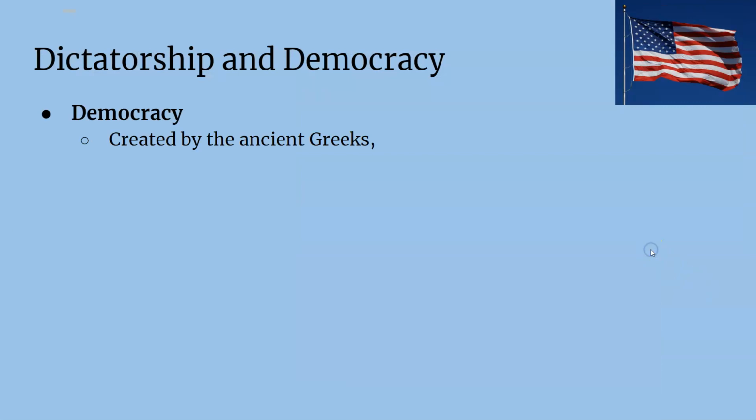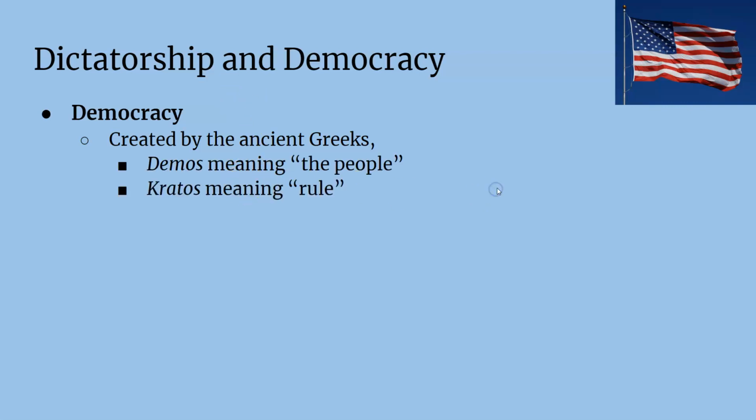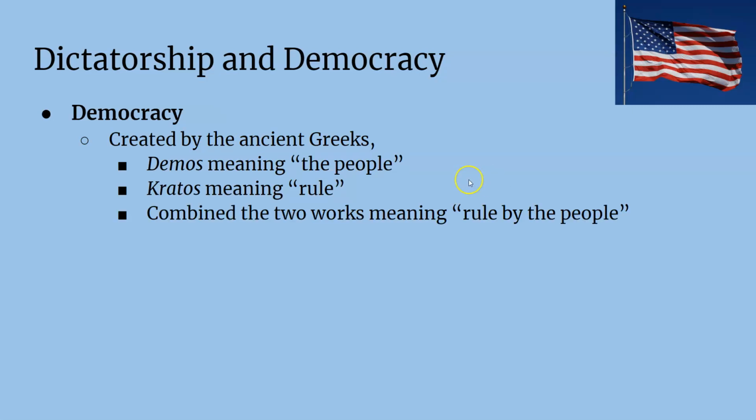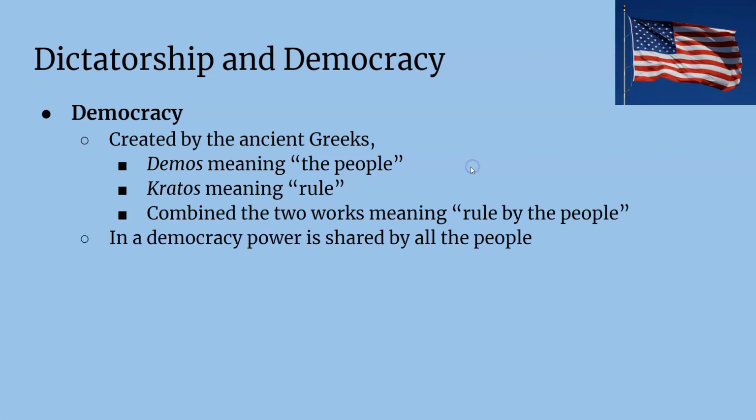So a democracy is different from a dictatorship. It's pretty much the complete opposite. In a dictatorship, you have one person. In a democracy, it's the people. It was created by the ancient Greeks to stop kings and queens and dictators from ruling. Demos meaning the people, and kratos meaning rule. Combining the words, it means rule by the people, not by just one person. So in a democracy, the power is shared by all the people.